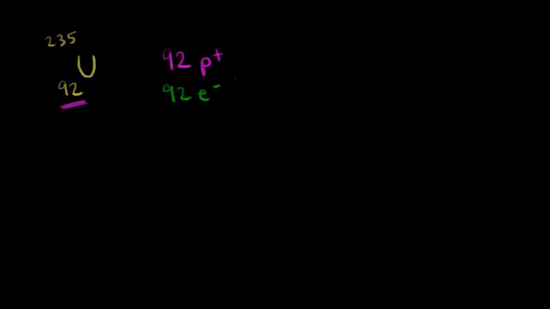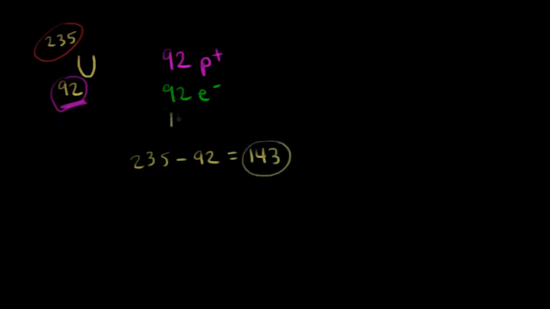And then finally, to figure out the number of neutrons, we subtract this number from the mass number. So we just need to do 235 minus 92, and that gives us 143. So there are 143 neutrons.